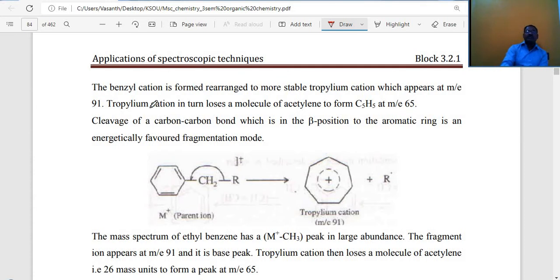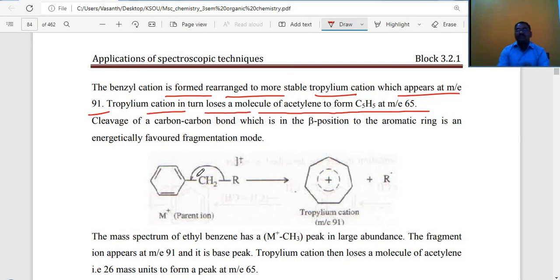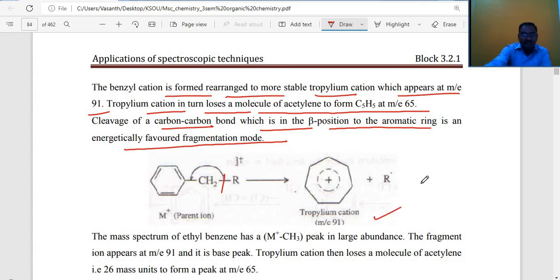Here, just go through it. The benzyl cation is formed, rearranged to the more stable tropylium cation, which appears at m/e 91. The tropylium cation in turn loses a molecule of acetylene to form C5H5 at m/e 65. The cleavage of a carbon-carbon bond in the beta position of the aromatic ring is an energetically favored fragmentation mode. On removal of this, what we get is the tropylium cation.